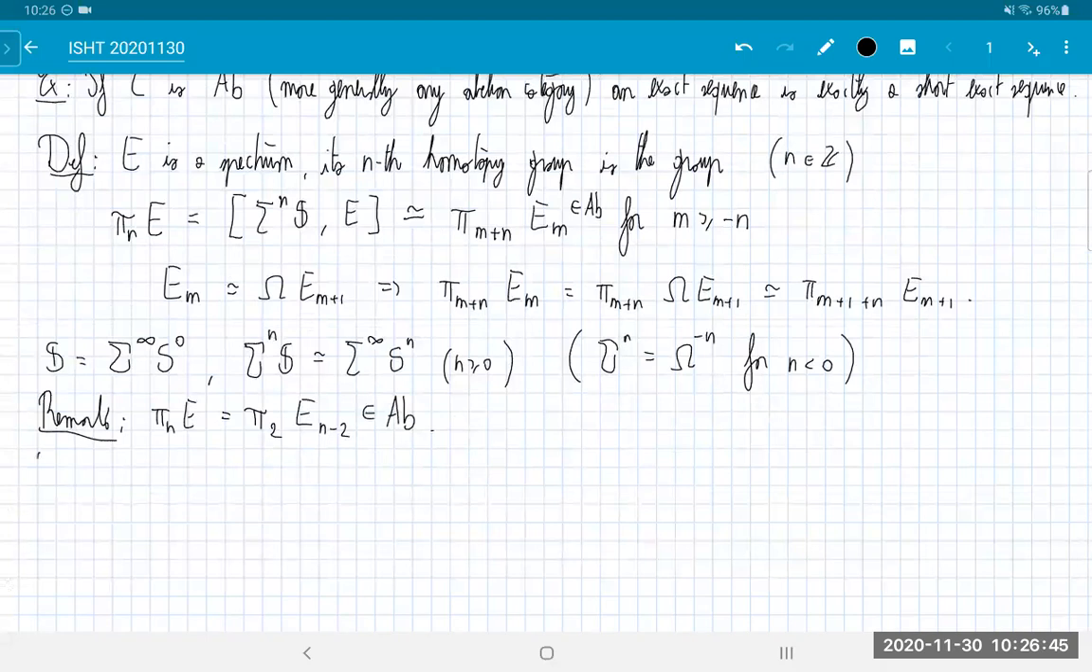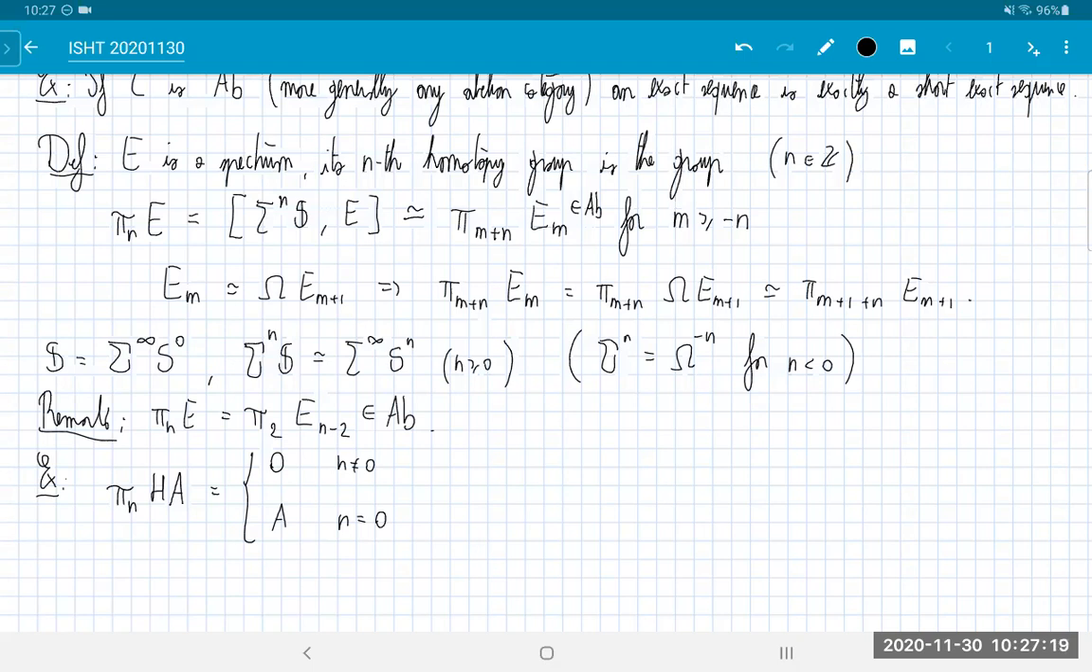And as an example, let's say pi n of the Eilenberg-MacLane spectrum is zero for n different than zero and A for n equals zero. We saw this before because, in a moment, actually, perhaps a more conceptual way of thinking about it, but okay.